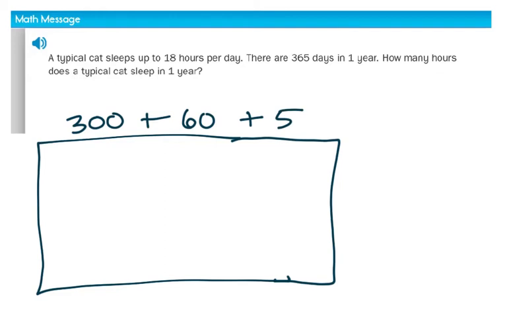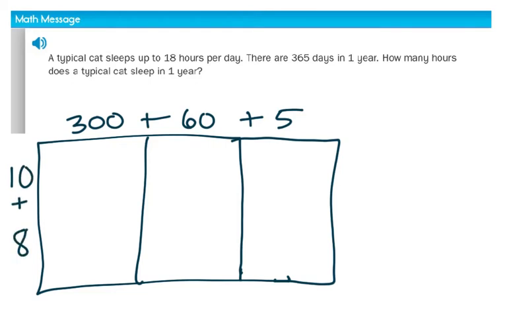I'm going to divide lines between the 300, the 60, and the 5. Do this with me on your whiteboard. We're going to take 18 and make it a sum of 10 plus 8 and divide that rectangle from left to right, horizontal.